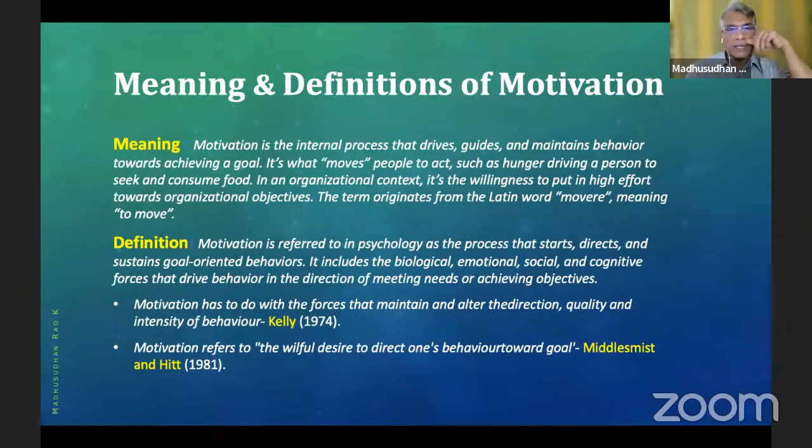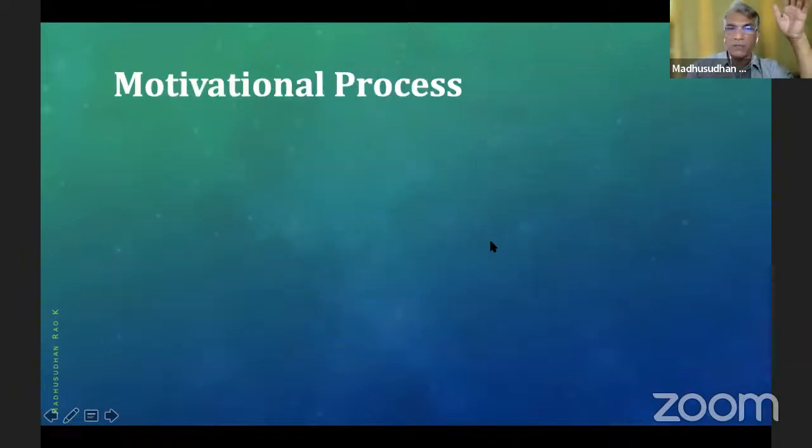objectives. And Kelly has given a definition about motivation: motivation has to do with the forces that maintain and alter the direction, quality, and intensity of the behavior. Middlemist and Hitt have given a different definition, which is similar to the above: motivation refers to the willful desire to direct one's behavior towards a goal. They are all similar but presented in a different manner.